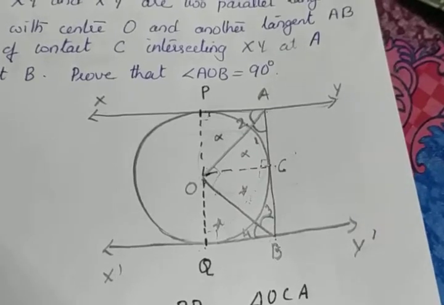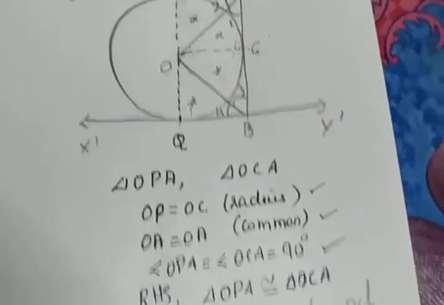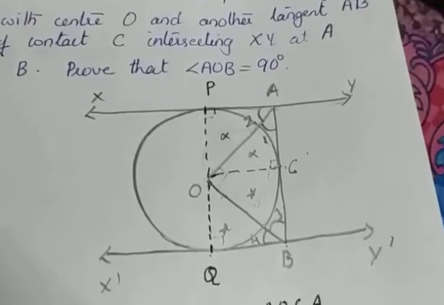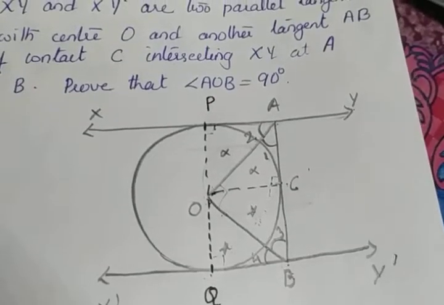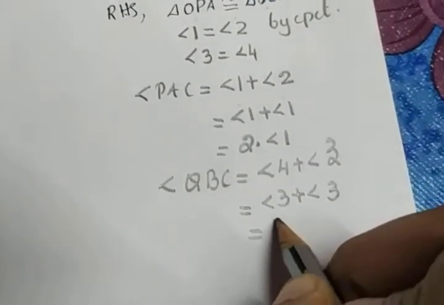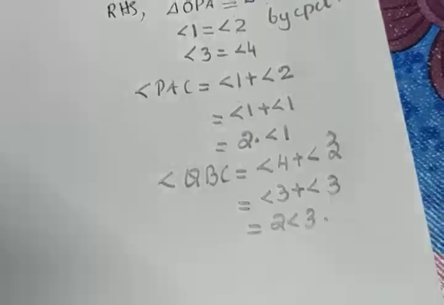Angle 4 plus angle 3. Instead of angle 4, what can we give? Angle 4 is equal to angle 3, we have already proved. So instead of angle 4 plus angle 3, what I can give is angle 3 plus angle 3, which is equal to 2 times angle 3.